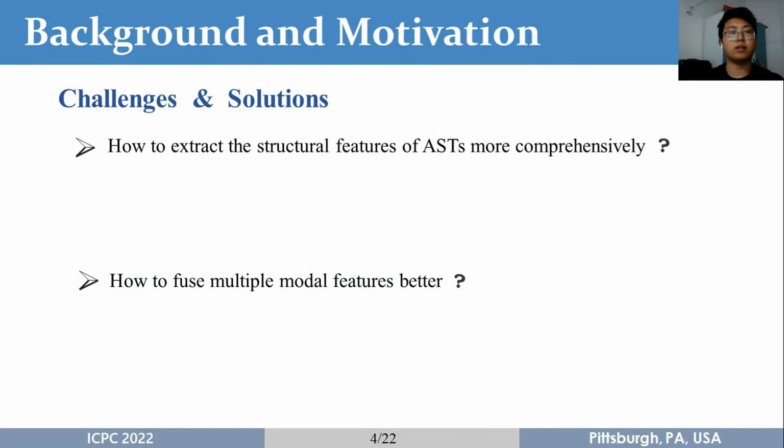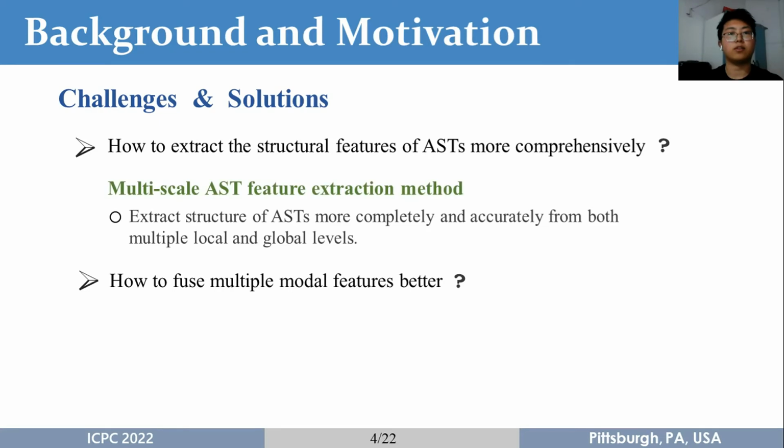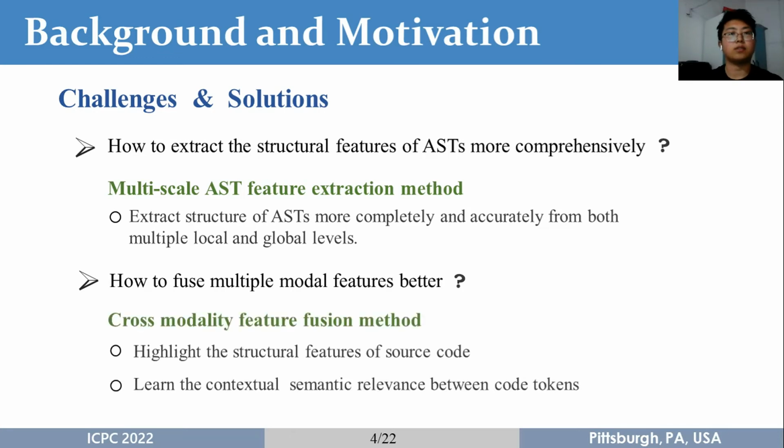We summarize 2 challenging problems. The first is how to extract the structural features of SDs more comprehensively, and the second is how to fuse multiple modal features better. For the first question, we present a multi-scale SD feature extraction method, which can extract the structure of SDs more completely and accurately. For the second question, we design a new cross-modality filtering method that not only highlights the structural features of source code, but also learns the contextual semantic relevance between code tokens.